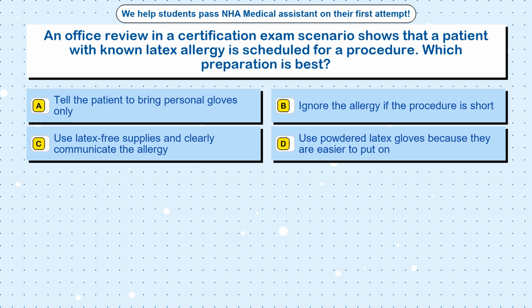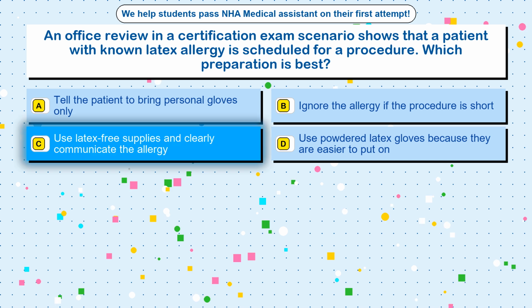Question 87. An office review in a certification exam scenario shows that a patient with known latex allergy is scheduled for a procedure. Which preparation is best? Option A, tell the patient to bring personal gloves only. Option B, ignore the allergy if the procedure is short. Option C, use latex-free supplies and clearly communicate the allergy. Option D, use powdered latex gloves because they are easier to put on.